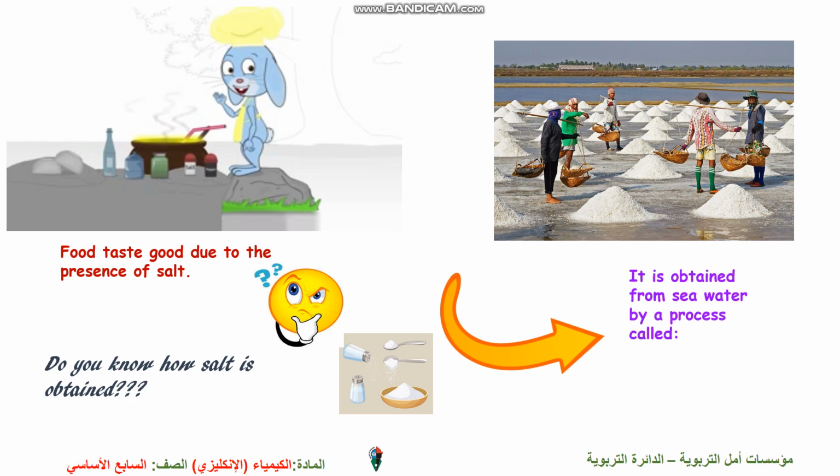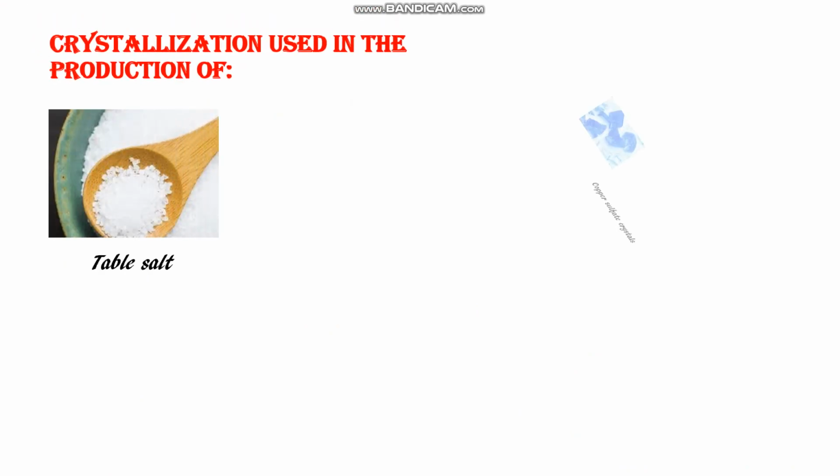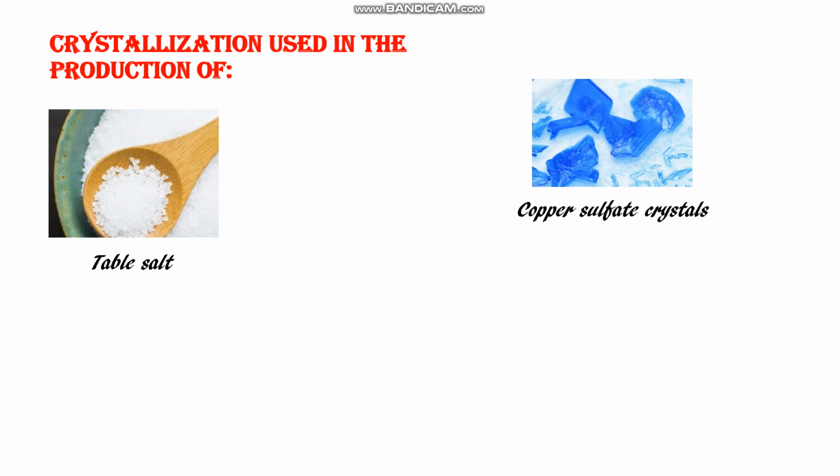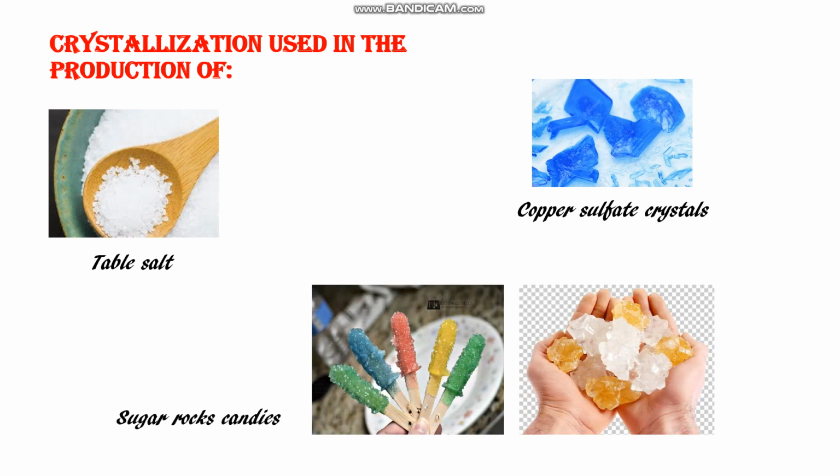How? By a process called crystallization. Let's see what crystallization is. First, crystallization is used in the production of table salt and other crystal salt substances like copper sulfate crystals, and also to obtain sugar rock candies. Delicious. Yes. How is it obtained?